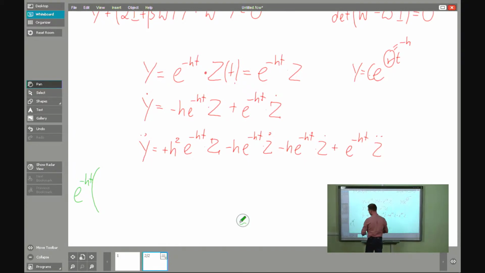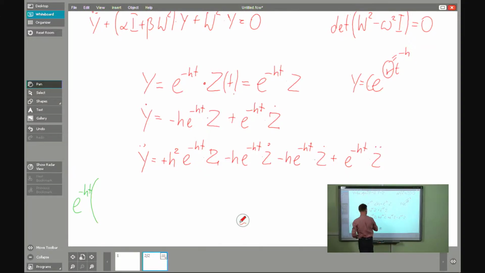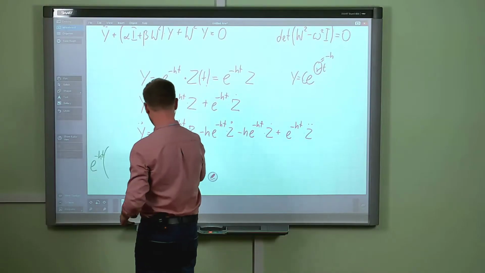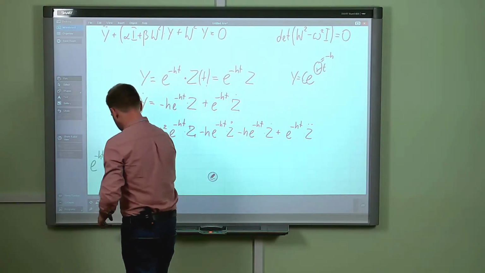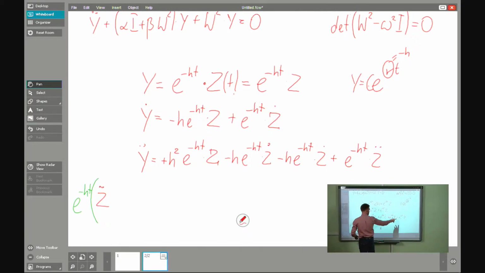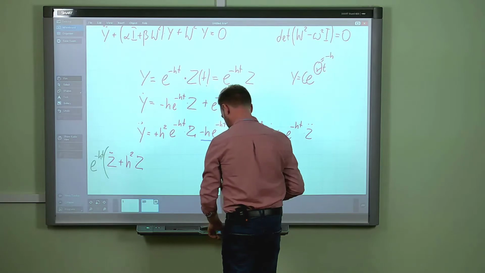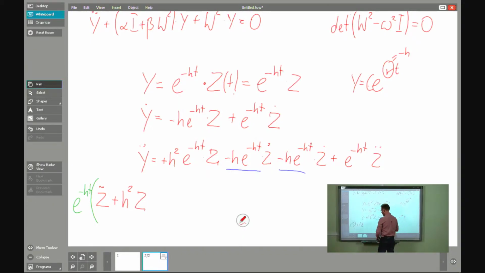against the parentheses. Okay, let's put the numbers. I mean, due to the last term, we have z double dot, I mean that part, plus h squared times z, and what we see here, important thing, look, we have the similar part here and similar part here. I can add those two components, and here we have minus 2h z dot.